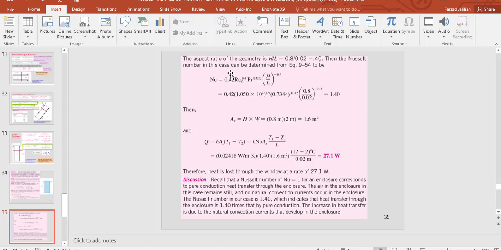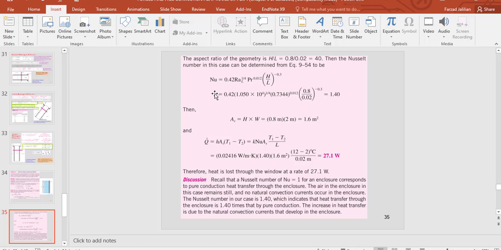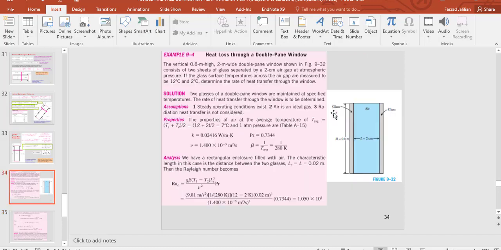Then the Nusselt number in this case can be determined from this equation. According to this slide as well, we should use this equation to find the Nusselt number. We have Prandtl number, we have Nusselt number. Let's see for when aspect ratio is 40, which equation we should use. Okay, you can see here, this one cannot be used, this one cannot be used. We should use this equation when the aspect ratio is between 10 and 40, which is 40 here.